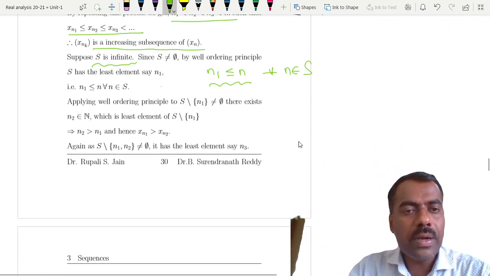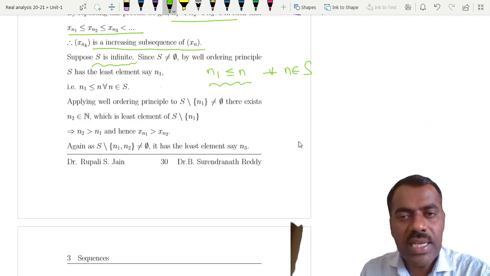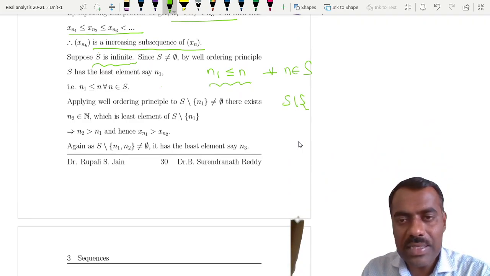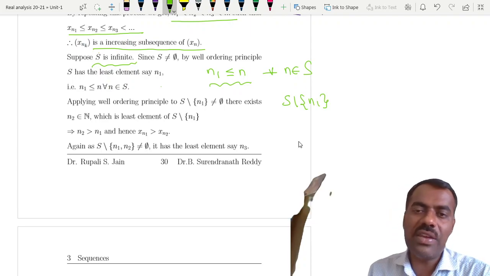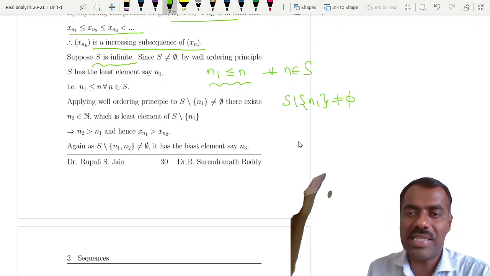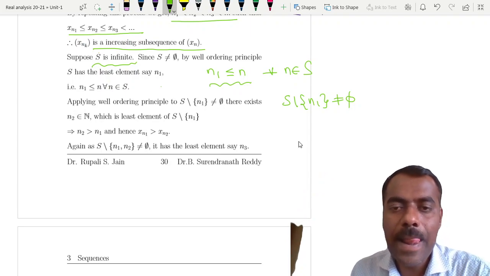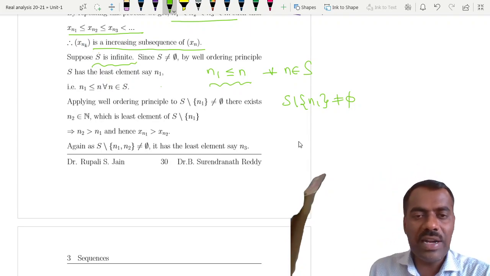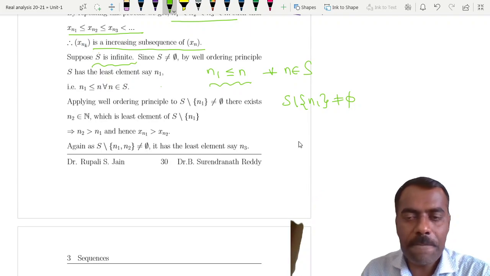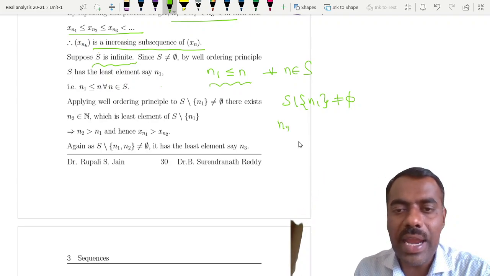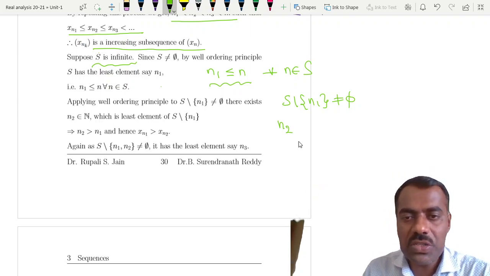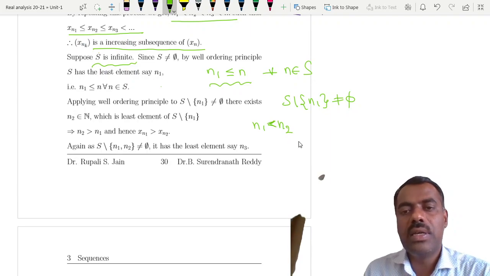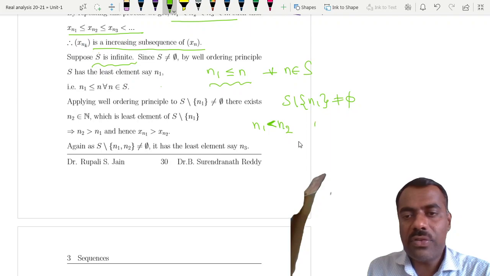Okay. Now again take the other set, which is S minus n1. From S you remove this n1 and consider this. Again it is non-empty because S is an infinite set. So by the well ordering principle, again this has a least element, call it n2. So of course n2 is not equal to n1 and n1 is least. So what you get here is n1 is strictly less than n2, right? And of course n1 and n2 are elements of S.